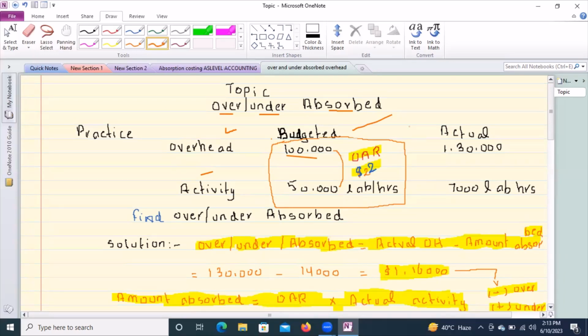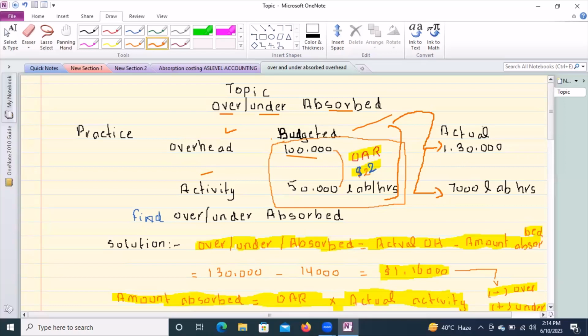Okay, so these two amounts are basically forecasted amounts. But after 1 year, or maybe when you have converted your raw material into finished goods, after that you will come to know that your actual amount is totally different from your budgeted numbers. So this is your actual overheads and your actual activity levels.